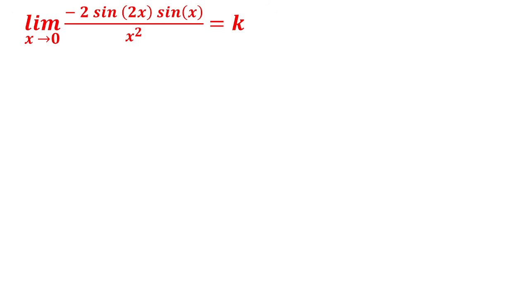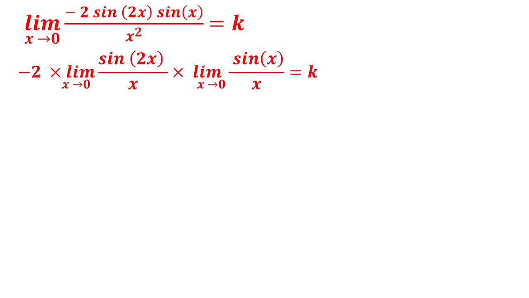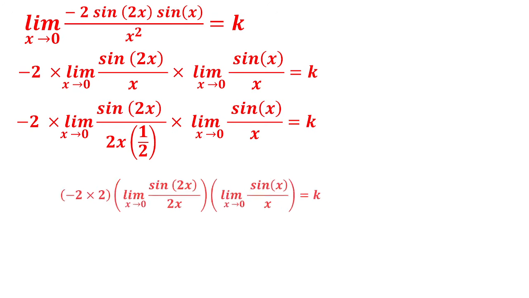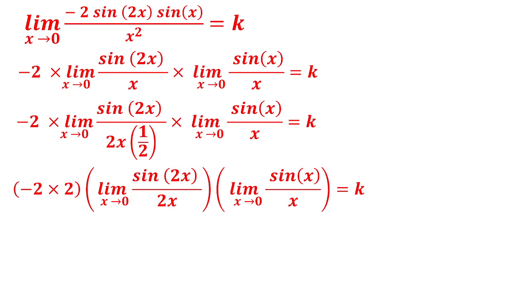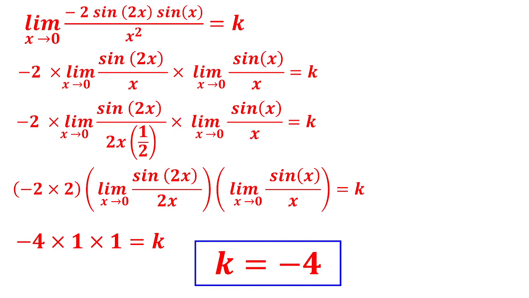Now we have to divide it into two limits. Limit number 1, sine 2x by x, second limit, sine x by x. Once again the same idea: when it is sine 2x, what should be in the denominator? 2x. Therefore multiply and divide by 2. That 2 will come out as minus 4. The first limit is 1, the second limit is also 1, therefore k is equal to minus 4. Very simple. Do it logically the way you do it, and you will get the answer immediately.